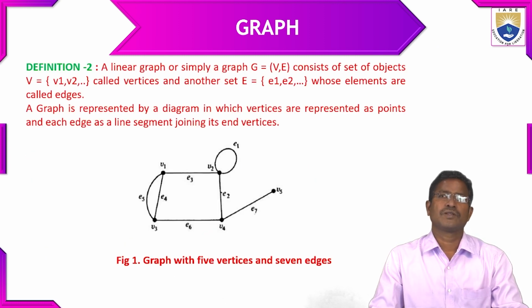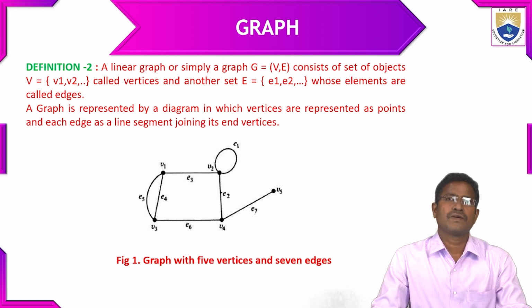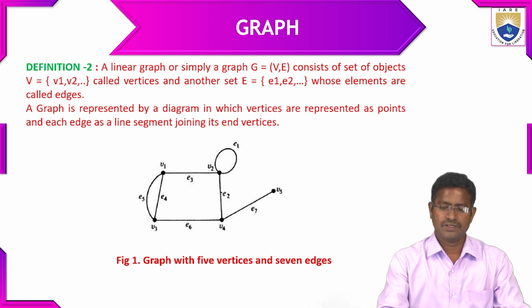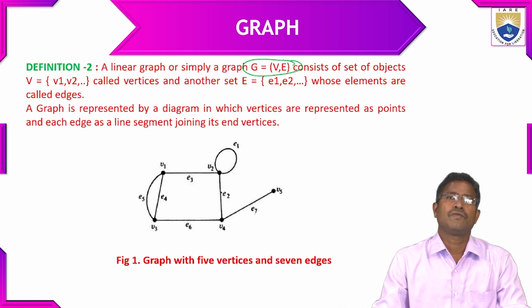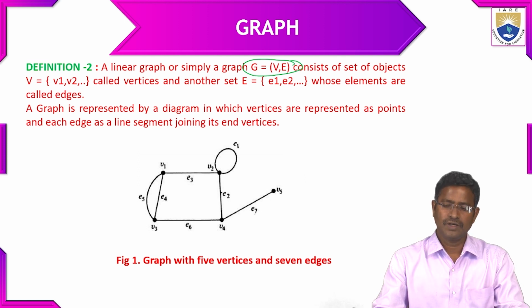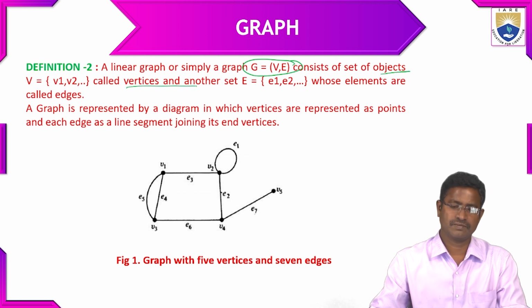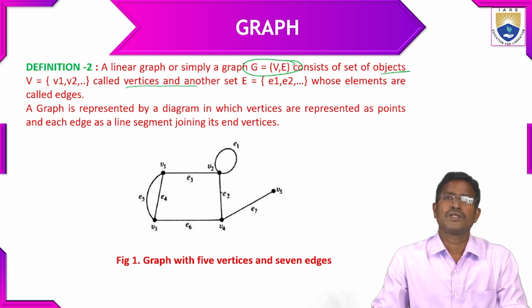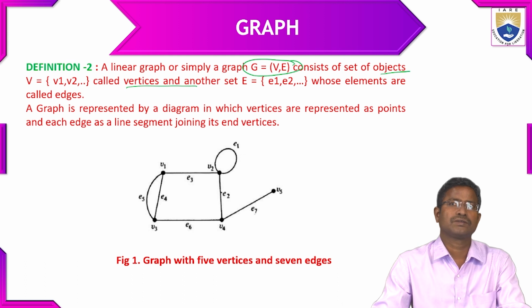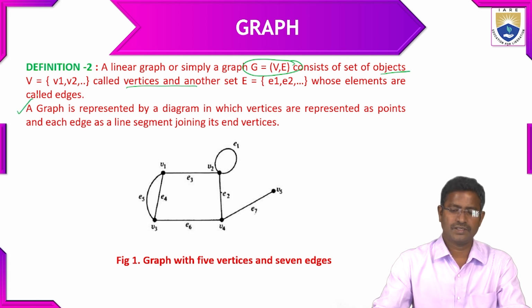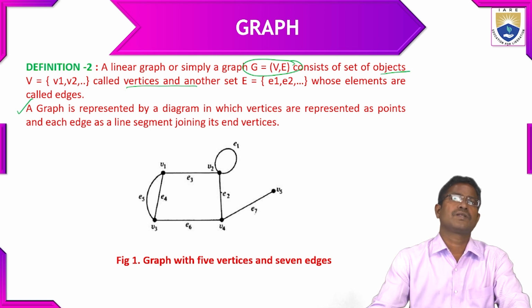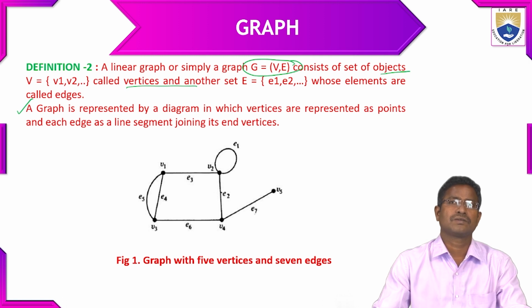And see, this is another definition taken from mathematics textbook, right? A graph, another way, is called a linear graph. Okay, so this is a representation G equal to (V, E). It consists of a set of objects. Assume that the capital V is representing the objects v1, v2, and so on, vn. And similarly, edges e1, e2, and so on, en represents. The graph is represented by a diagram in which vertices are represented as points, and each edge is a line segment joining the points or nodes, or we can say the end vertices.